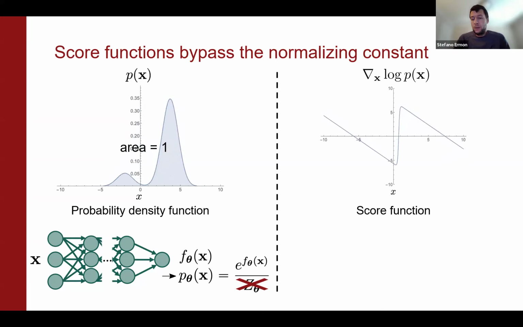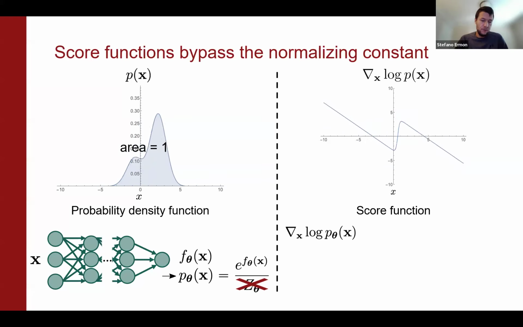Now, what we can do is work with the score instead, which is just the gradient of the log of the expression of the curve you see on the left. In this case, the gradient is just a derivative because everything is one-dimensional here. But you can see that the score, or the gradient of the log of the PDF that you see on the left, is a simpler function to work with.